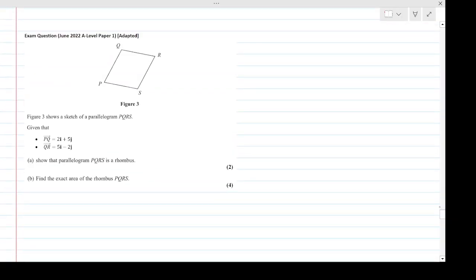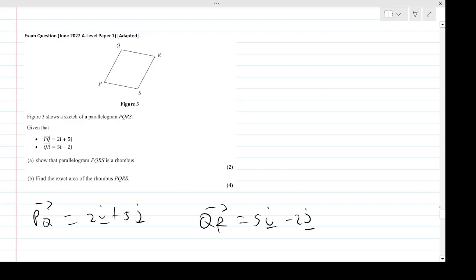Okay, one last question then. We are given a parallelogram PQRS. We're given that PQ is 2i plus 5j, and we're also given that QR is 5i minus 2j. We need to show that this parallelogram is a rhombus.